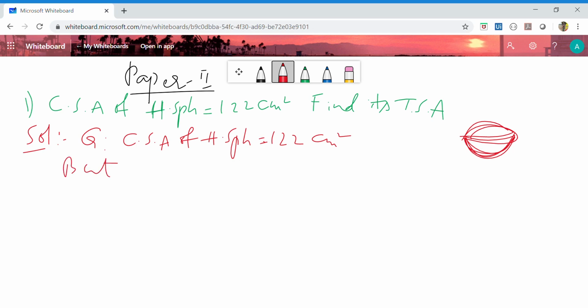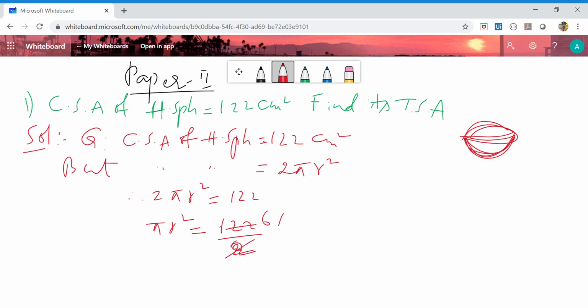But what is the CSA of hemisphere? 2 pi r square. Therefore what you will get? 2 pi r square is equal to 122. Pi r square only I will find out. 122 by 2 is nothing but 61. So pi r square is equal to 61.